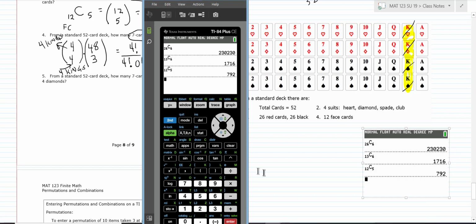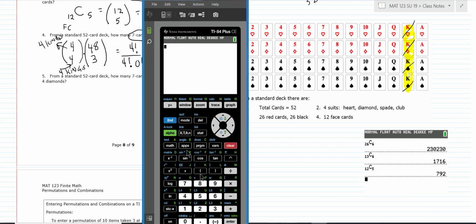Okay, so clear screen. What we're going to do is this. We're going to do parenthesis, 4 math, probability, combination, 4 at a time. That's 1. There's only one way to get 4 kings out of a deck. And then times. You can put the times sign in or leave it off. Then go 48. And then math, probability, combination, and 3 like that. So that's how you put it in your calculator, and that gives the answer.